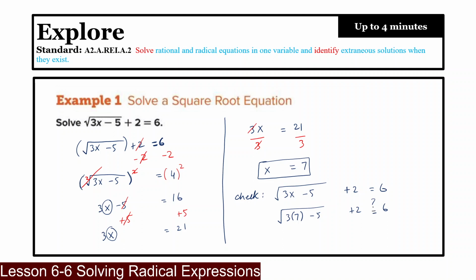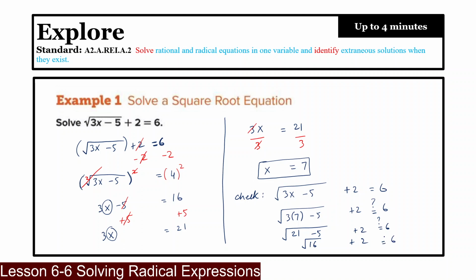Alright. Let's see, does it equal 6? Well, 3 times 7 is 21. So the square root of 21 minus 5, plus 2, equals 6? I'm going to put a question mark again. So what is 21 minus 5? 21 minus 5 is 16, so square root of 16 plus 2 equals 6.